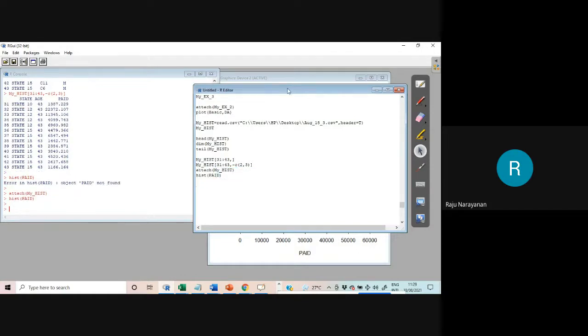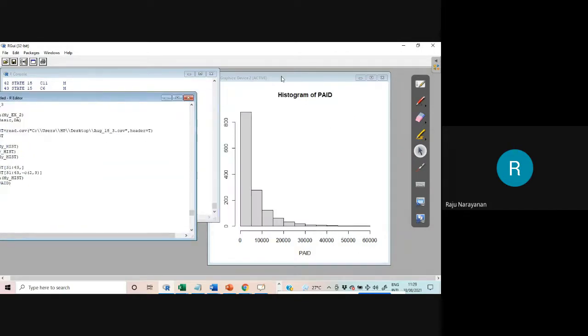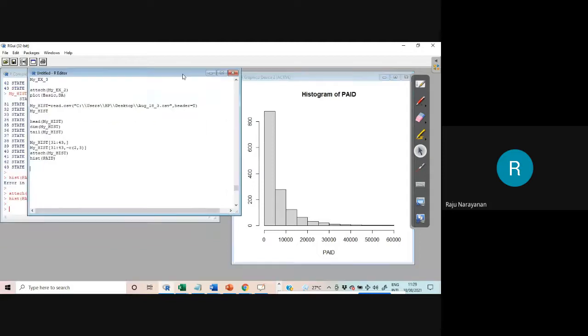Now you are getting a histogram. Here also you can make all the possibilities. Color is equal to... Students, please tell me whether the purpose of the attach is clear. Yes, clear, sir. Very good.